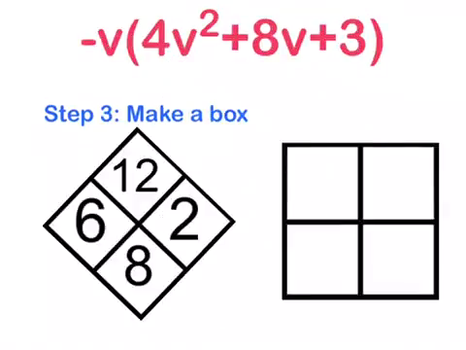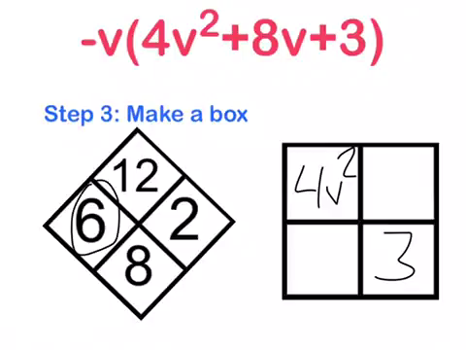The final step of factoring polynomials when a does not equal 1 is to make a box. Now, in order to make this box, you first have to know what numbers to put in this box. If you remember from our last slide, this is a, this is b, and this is c, and this will help you make this box. A goes into the top left, which is 4v squared, and c goes into the top right, which is 3. And then for the remaining spots of the box, you put the numbers that you got from your diamond, which is, in our case, 6 and 2. You can put them in any order, it doesn't really matter, and I'll just put it like this for now.